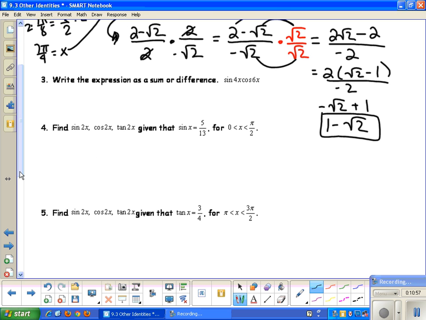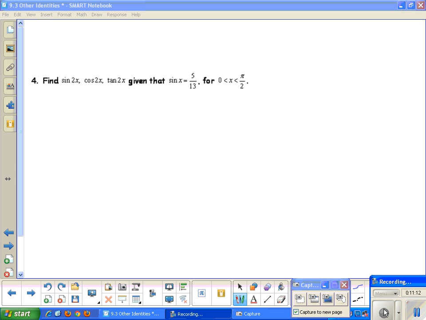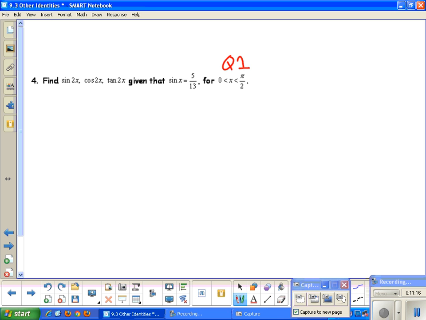So for question number 4 here, it says we want to find the sine double angle, cosine double angle, and tangent double angle, given that the sine of x is equal to 5 over 13, and we're in the first quadrant. So for these, again, I know I'm in the first quadrant because we're in between 0 and pi over 2. So I want to find the sine double angle. So I'm going to write down my equation.